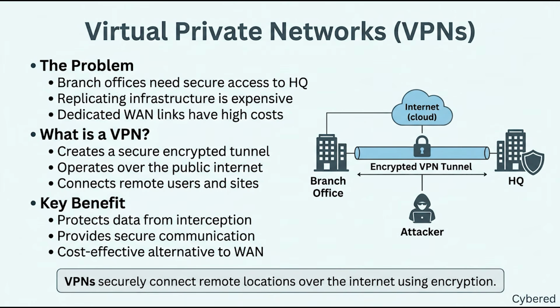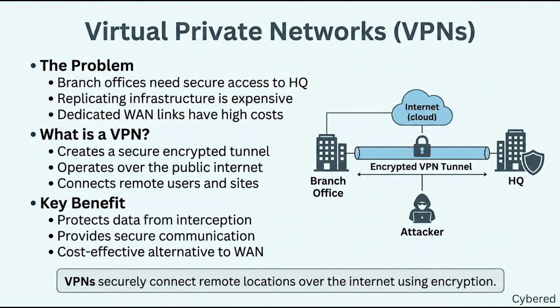As organizations grow, they often open additional branch offices in different locations. One challenge that arises is how employees at these remote offices can securely access resources located at the main office. One option is to replicate the entire IT infrastructure at the new location, but this can be expensive and unnecessary for smaller branches. Another option is to use a dedicated wide area network connection provided by an internet service provider.